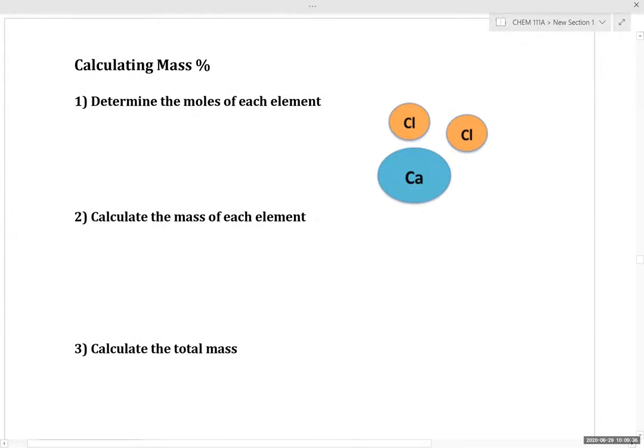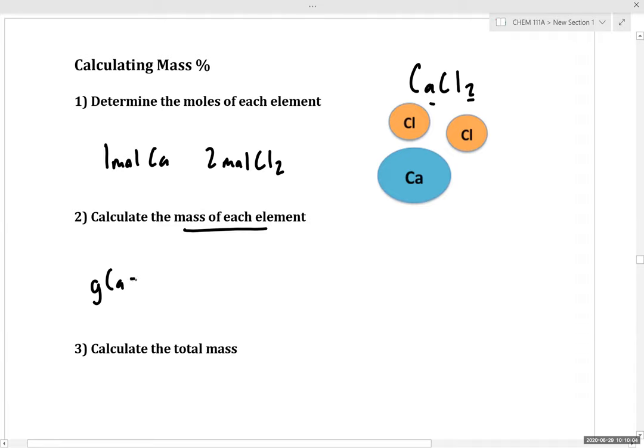And let's talk about how we'd calculate mass percent. So again, we're looking at calcium chloride. We determine the moles of each element. Okay, that's easy. We've established we have 1 mole of calcium. We have 2 moles of chlorine. We get that from our chemical formula. That we've done a lot. Now we have to calculate the mass of each element.